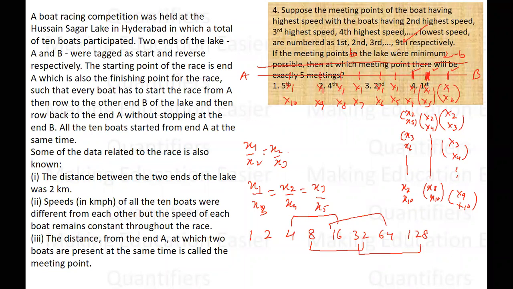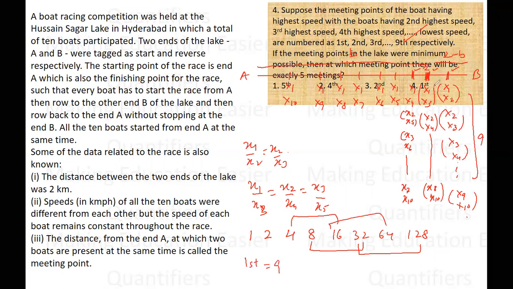If the meeting points in the lake were minimum possible, which is 9, then at which meeting point will there be exactly 5 meetings? Now you can check that at the first meeting point, there are 9 meetings, basically between x1 x2, x2 x3, x3 x4, up to x9 x10. So at the first meeting point, there are 9 meetings.